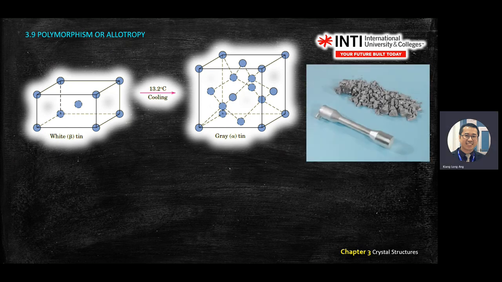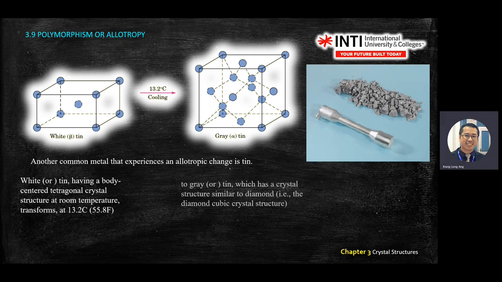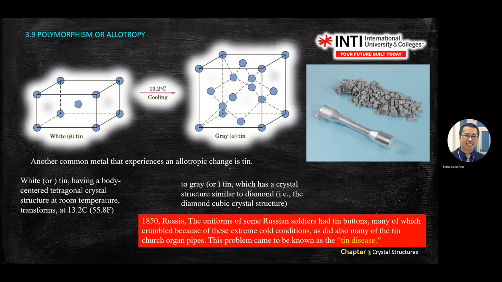So it also explains the change of color of materials, especially metals. For example, tin, if it's white, this crystal structure is this color, and if you cool it down, it becomes gray because of the crystal structure. Okay, the rest you read. And some history: when people went to war in Russia, their buttons were made of tin. During the war, they went into extreme cold conditions and noticed that the buttons changed color. The buttons changed from silver to gray.